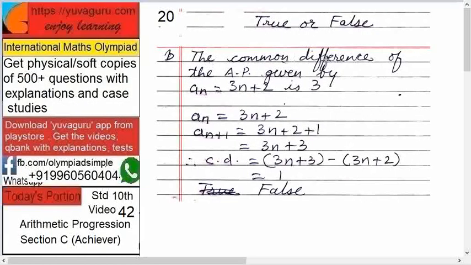Next, the common difference of the AP given by an equals to 3n plus 2 is 3. Means any term is given by 3n plus 2, and the common difference is 3. This is what we have to prove. Quite simple. An equals to 3n plus 2, right? So an plus 1 will be equal to 3 into n plus 1 plus 2, right? So if you solve this, 3 into n plus 1 becomes 3n plus 2 plus 1, so it becomes 3n plus 3, right?